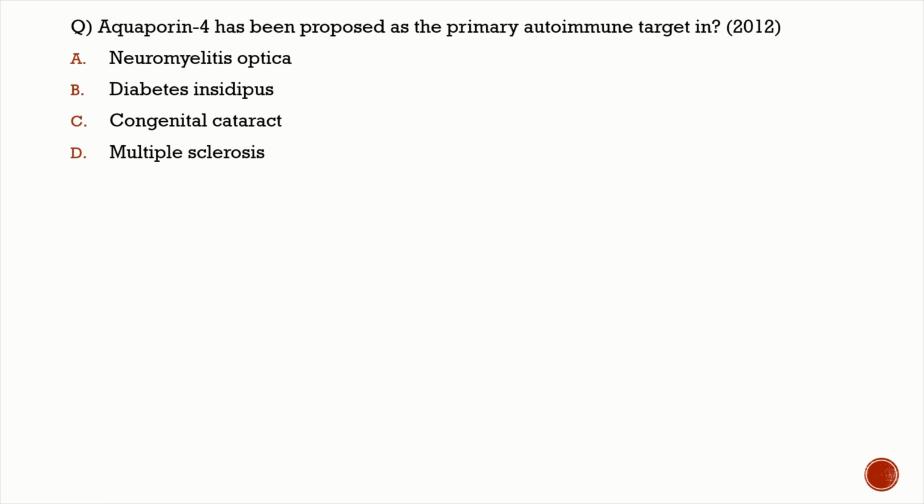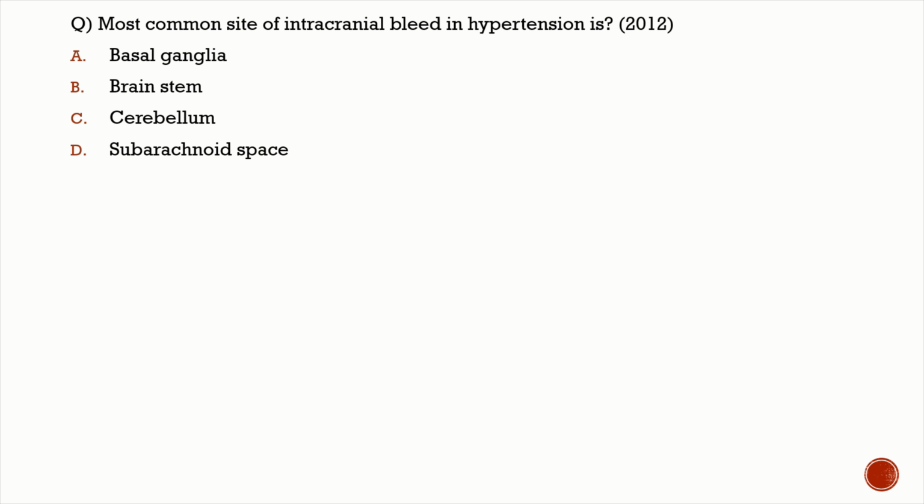Aquaporin 4 has been proposed as a primary autoimmune target. And again, repeat question, Aquaporin 4, that is neuromyelitis optica or Devic's disease. Repeat question. Most common site of intracranial bleed in hypertension is basal ganglia. If you want to be more specific, the most common site is going to be the putamen. Since it's not given in the answers over here, just basal ganglia is more than enough. You can also get it in the pons and cerebellum, but the most common site is the putamen or the basal ganglia.